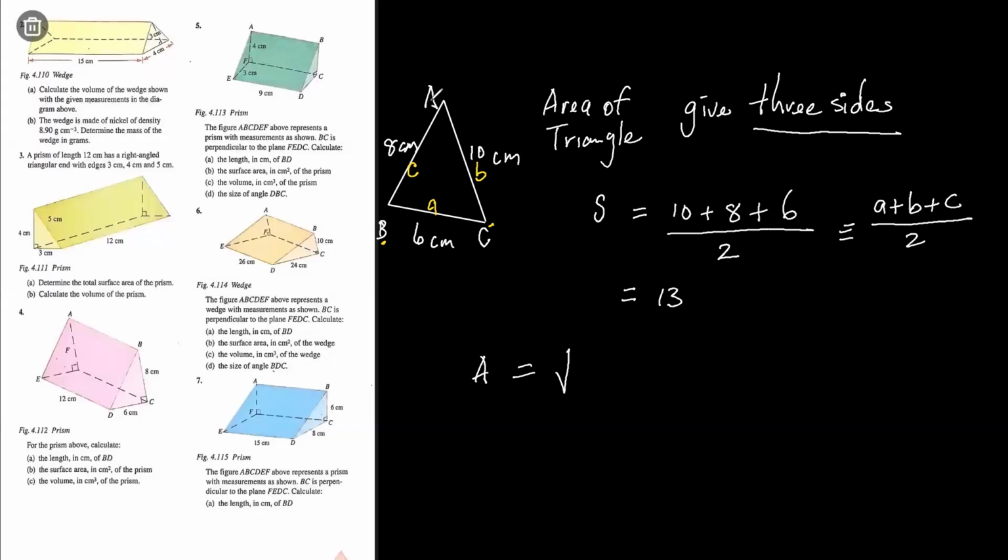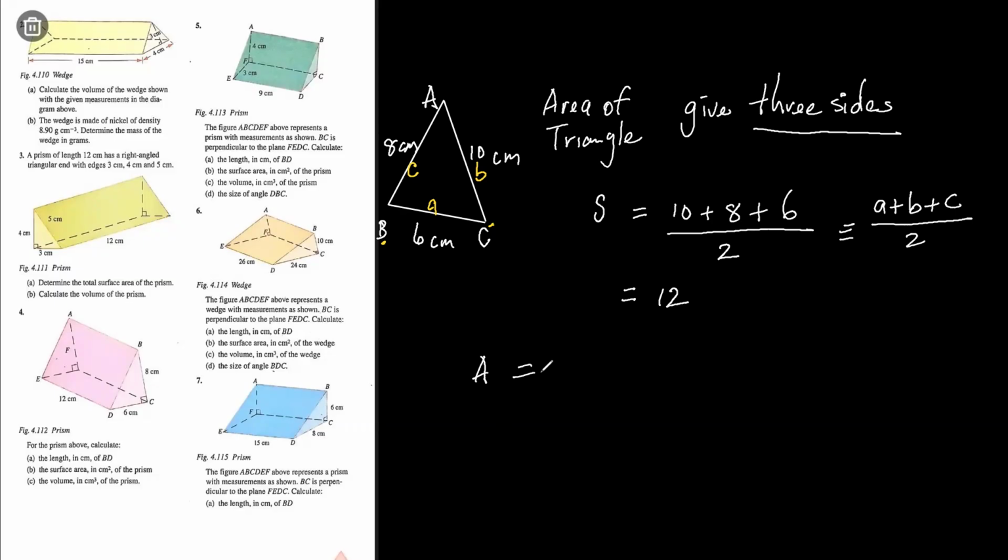Sir, how did you get 13? Sir, it's not 13, it's 12. I just took what Kiara told me, and Kiara usually gets everything right. 10 plus 8 plus 6 equals 24, over 2. Oh, shucks. My apologies. Divided by 2, it's 12 in truth.